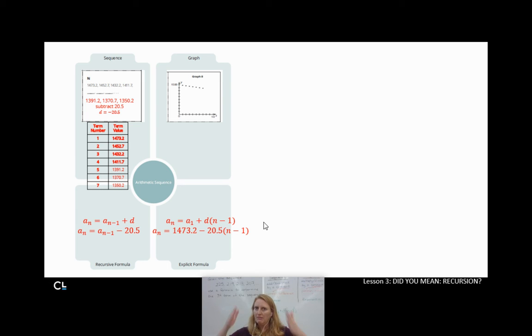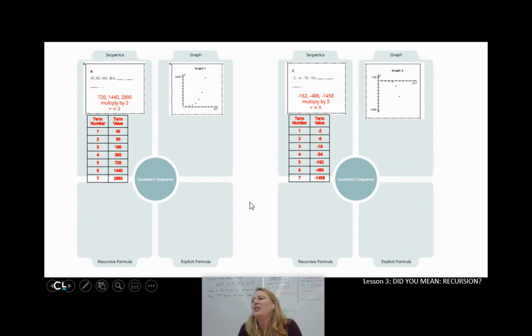Hopefully you're still with me. Hopefully you're still doing okay. Let's do the geometric ones. So let's come over here to our geometric guys. So for our geometric sequences, let's see, our ratio was 2. So I'm looking at sequence A where our ratio was 2.